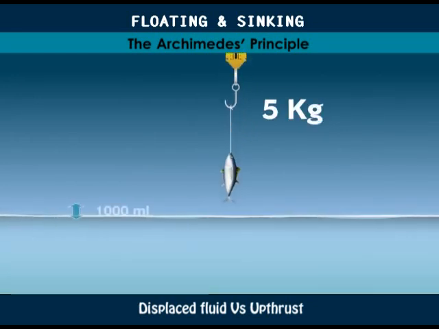And there is also a change in the volume of water. So, two important things here. There is an apparent loss in weight of the fish in water, and there is displacement of water. Now, there is a relationship between this weight loss and the water displaced. Let's find out what that relationship is.